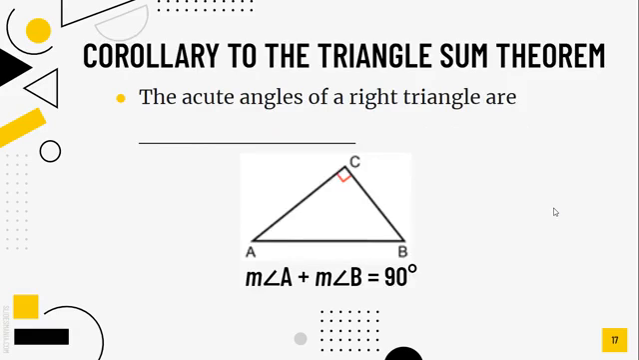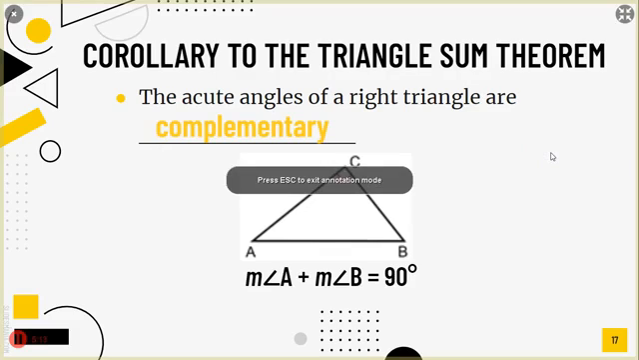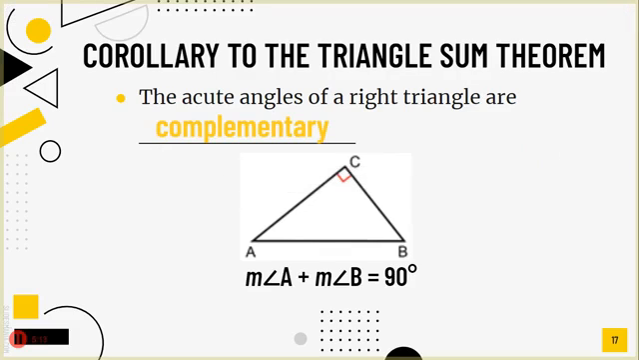Then we have the corollary to the triangle sum theorem. So if we know that a triangle always has 180 degrees, and one of those angles is already 90 degrees, that leaves 90 degrees between the last two angles. So angle A and angle B are complementary because angle C is 90. And we know then that 90 plus 90 would give us 180. So that means angle A and angle B together have to be 90 degrees.